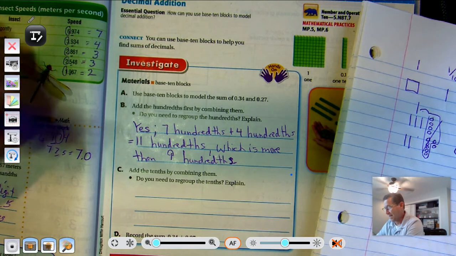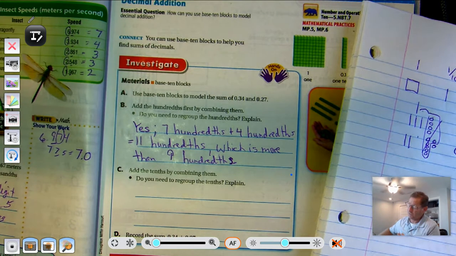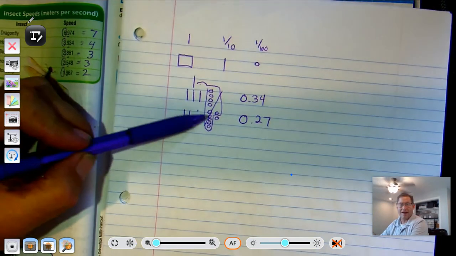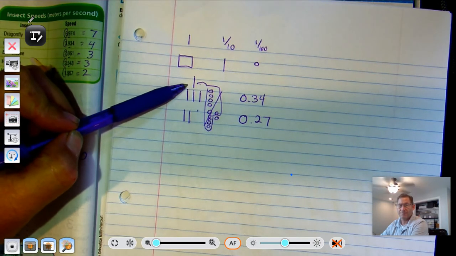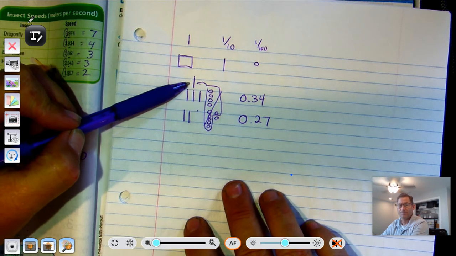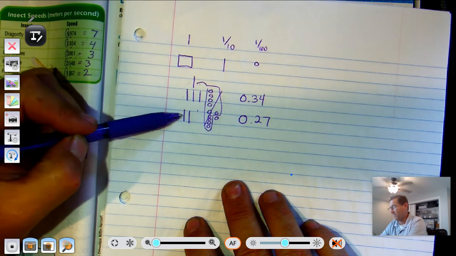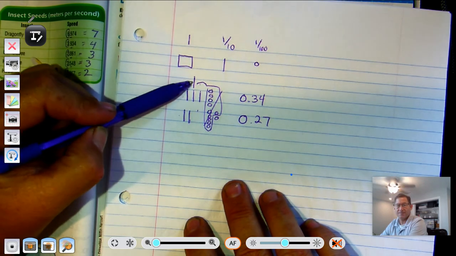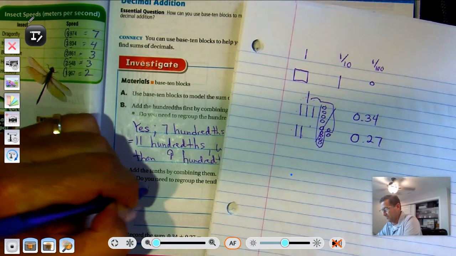Okay. So now let's add the tenths by combining them. Do we need to regroup the tenths? Well, let's see. So I have the 1 regrouped hundredth, the 10 regrouped hundredths as 1/10. Okay. So we have 1, 2, 3, 4, 5 plus the regrouped tenth. So no, we don't have to regroup.